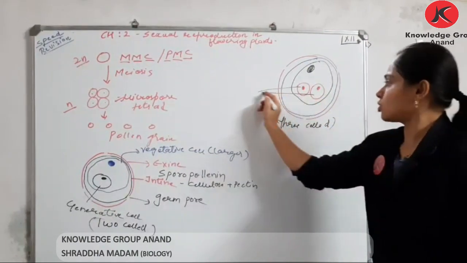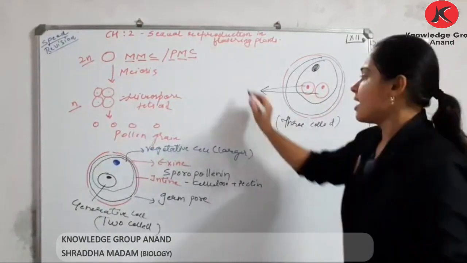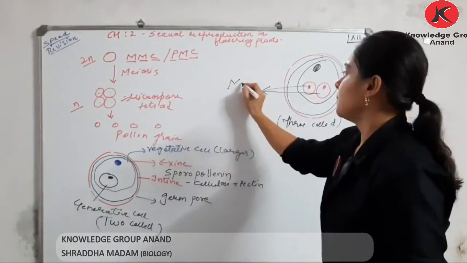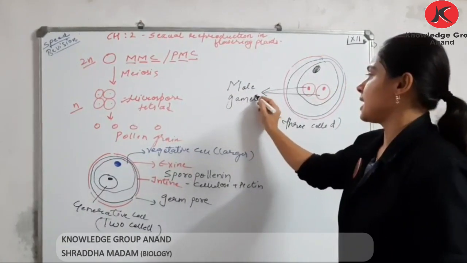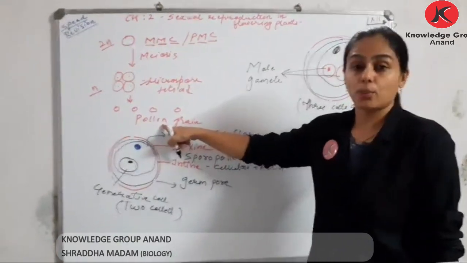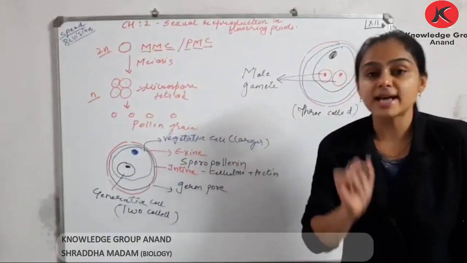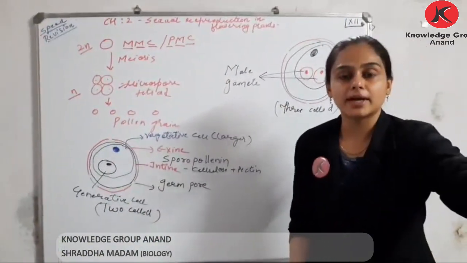The product of division of the generative cell, ये है आपके male gametes. ये क्या है बच्चों? आपके male gametes. Okay, so pollen grain is not male gamete. Pollen grain is called as male gametophyte. क्या बोला जाता है? मेल गैमेटोफाइट.